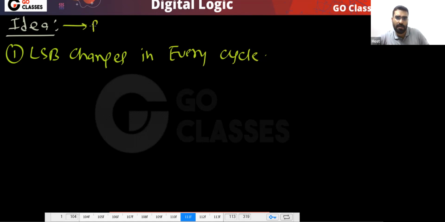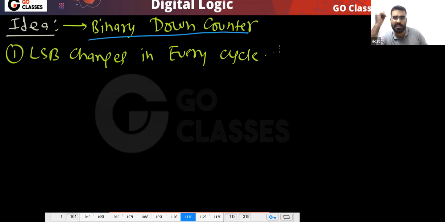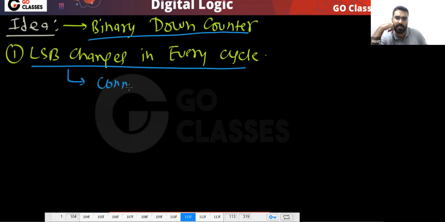Remember, we are creating a binary down counter. So the LSB changes in every cycle. This is the first idea. Because of this idea, what action will you take? You connect it directly to the clock.